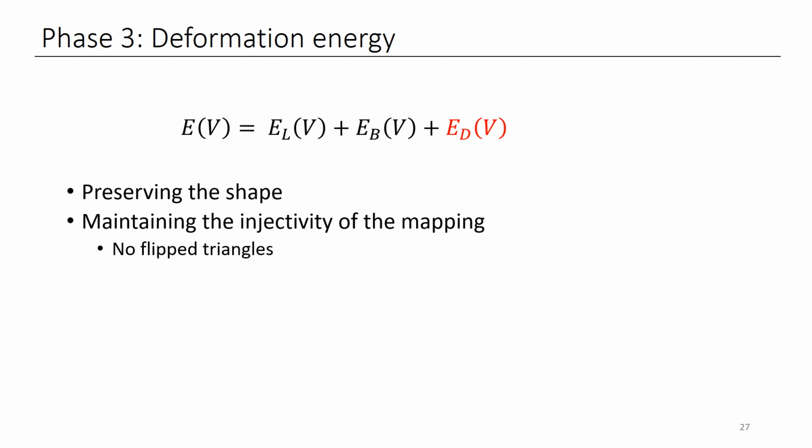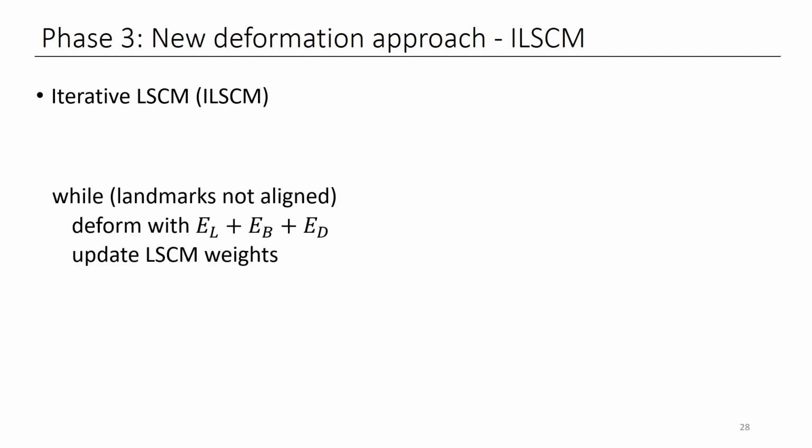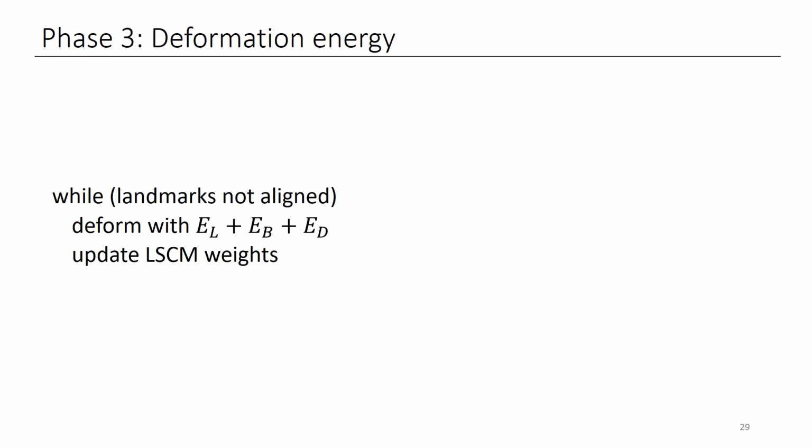For the deformation term, we experimented with state-of-the-art deformation methods such as LIM, SLIM, and KP Newton, but they were not satisfactory, so we developed a new deformation approach. ILSCM is a new deformation method where we iteratively optimize to decrease the LSCM energy. This iterative method uses the cotangent weight of the previous iteration for the deformation of the current iteration. Our new deformation approach also prevents flips from occurring.